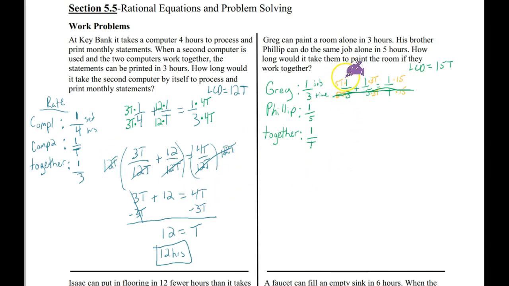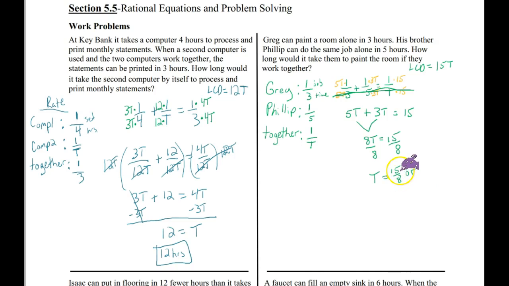Now I'm left with 5t times 1, just 5t, 3t times 1, 3t, that will equal 15 times 1 is 15. I combine my like terms, 5t plus 3t is 8t, and then I undo the multiplication with division. So t equals 15/8 hours, which we don't say, I'm going to do a job in 15/8 hours. So I'm going to go ahead and convert that to a mixed number.